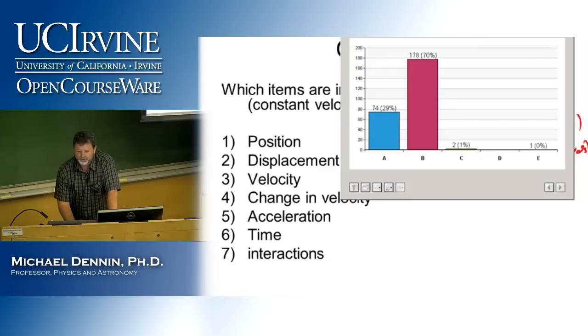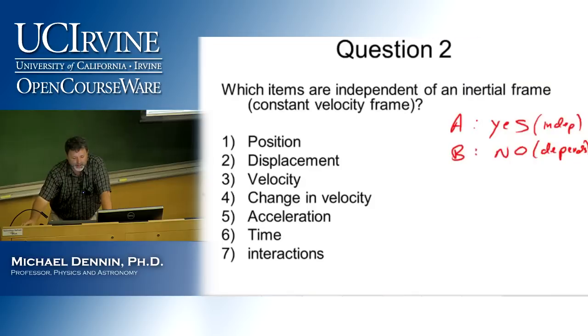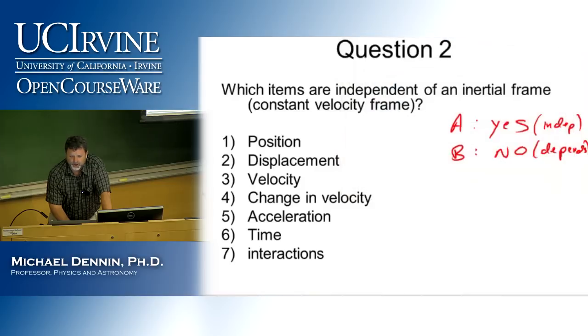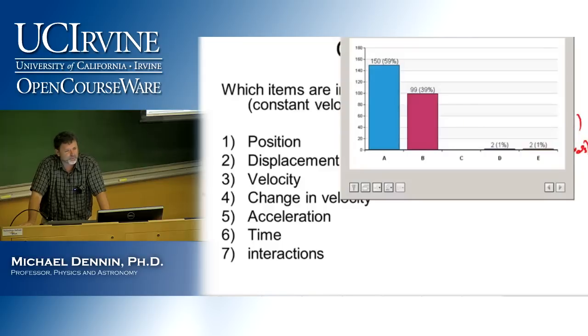Now let's do change in velocity. And this one we saw was independent. So A is correct. Now the change in velocity we saw was independent. What about the acceleration? Not quite 50-50, not quite as overwhelming as the others, but leaning towards independent.